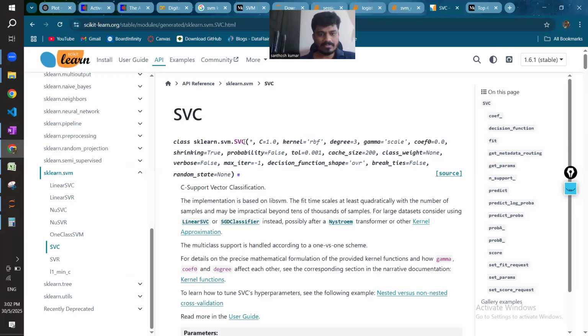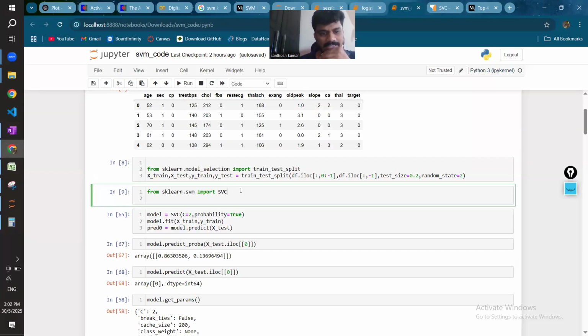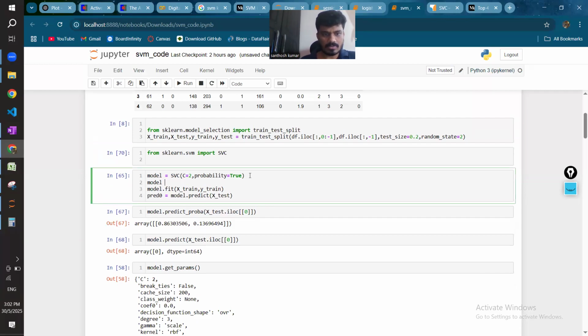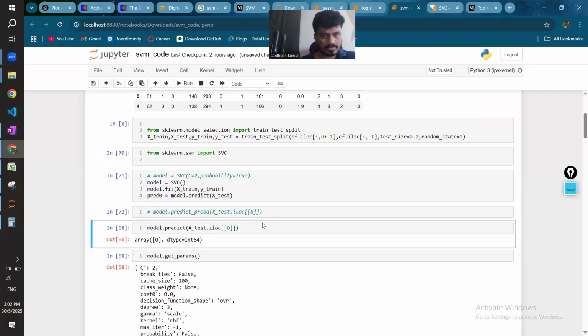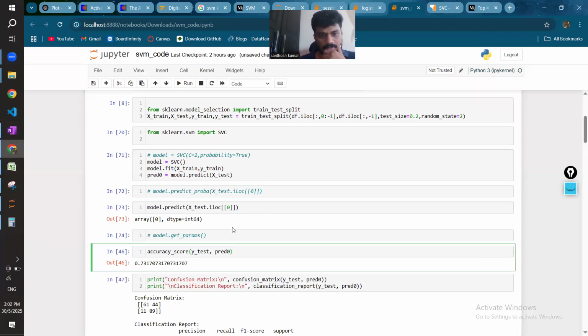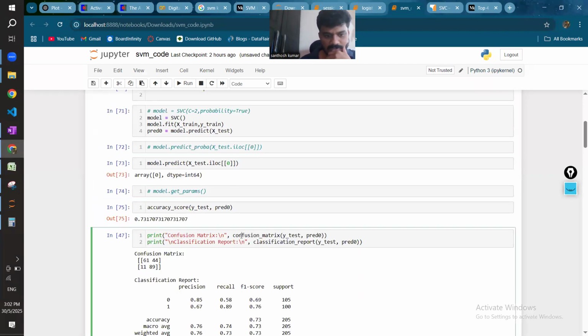Once you import SVC, let's see the basic training of the model, and then we will go into details. For example, this is my SVC model. I'm just saying model equal to SVC, creating the object, then fitting, and the prediction is done. And if you see, this is my accuracy and this is my confusion matrix.